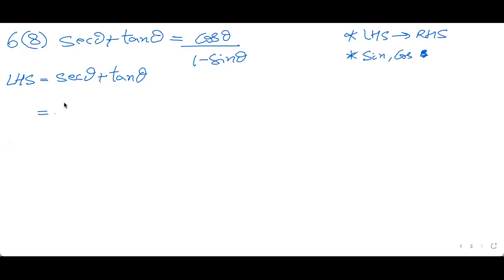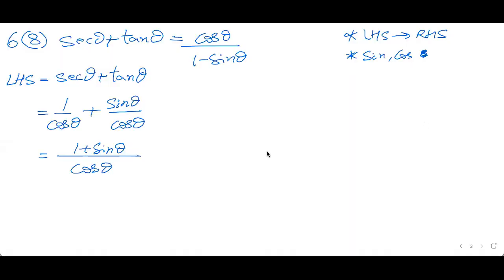Using the hint that I gave you, sec theta can be written as 1 by cos theta. Tan theta can be written as sin theta by cos theta. Now what you see here is 2 fractions we are trying to add, and both of them are like fractions, because the denominator is cos theta. Add them. When we add them, we take the common denominator and add the numerators.